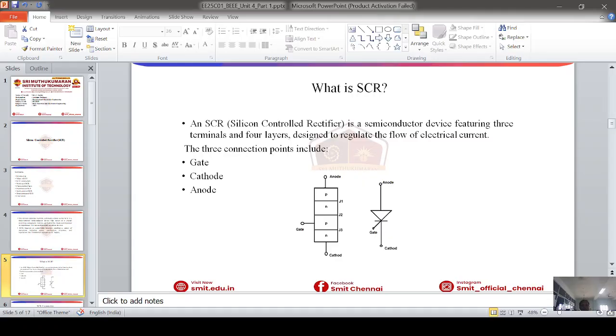Now, what is SCR? SCR stands for Silicon Controlled Rectifier. It is a semiconductor device. It consists of three terminals: anode, cathode, and gate, and four layers: P, N, P, N, that is two P layers and two N layers. The gate terminal controls the switching action of the SCR, allowing current flow from anode to cathode.